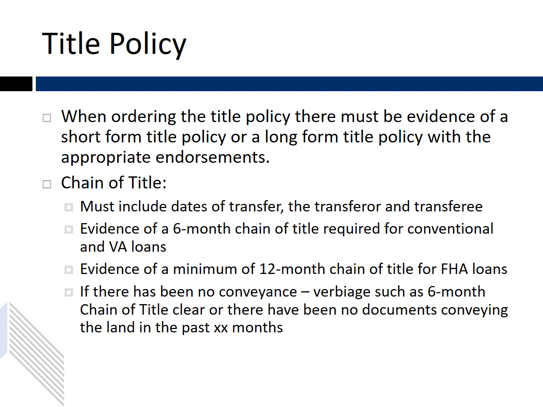When ordering the title policy, please ensure there is clear evidence that a short form title policy or a long form title policy has been ordered with the appropriate endorsements. The chain of title information must include dates of transfer, the names of transferees, and transferors. Evidence of 6-month title is required for all conventional and VA loans. A 12-month chain of title is required for your FHA loans. If there has been no conveyance of title, use verbiage such as 6-month chain of title clear, or there has been no document conveying the land in the past X number of months.